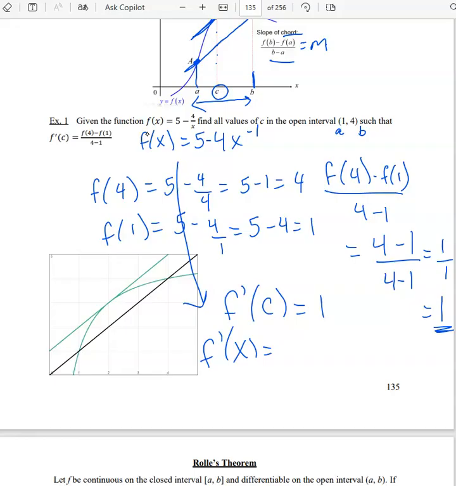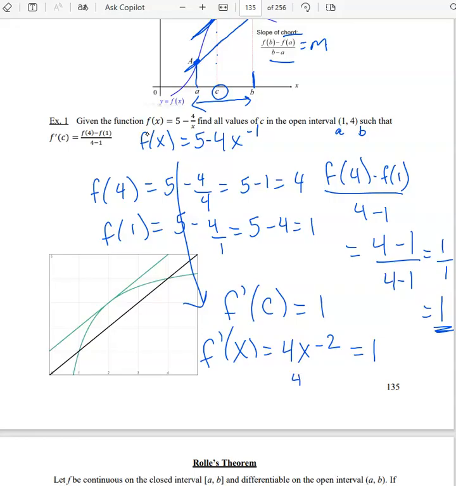The derivative then is going to be 5, of course, that's a constant, so that's going to be 0. Negative 4 times negative 1 gives me positive 4x to the negative second. It's going to be my derivative. So I'm going to set that equal to that average rate of change that I just calculated, which is 1. So then I'm going to solve that equation.